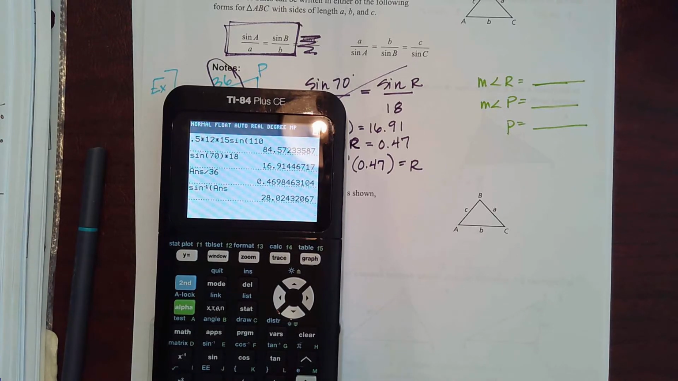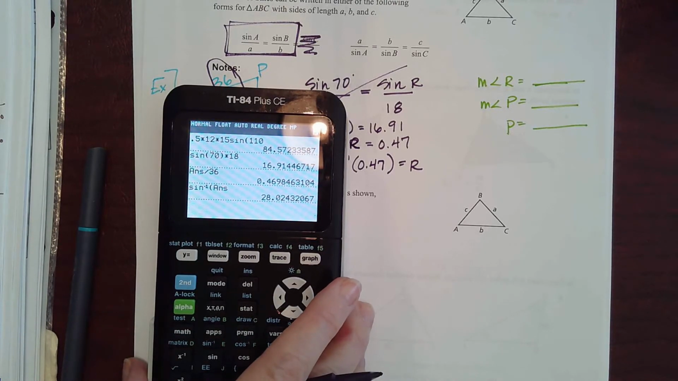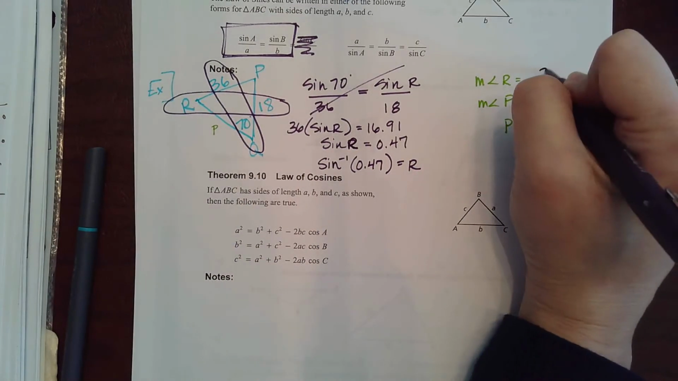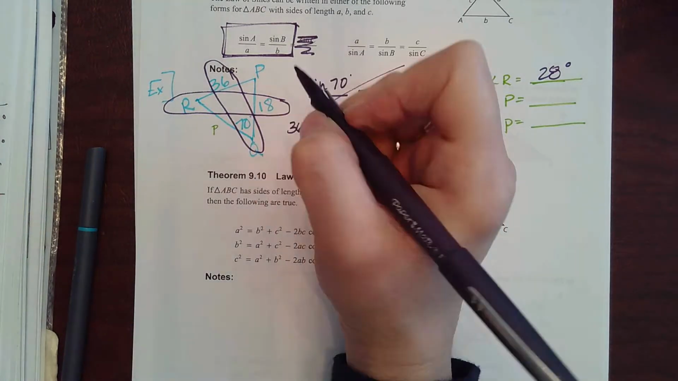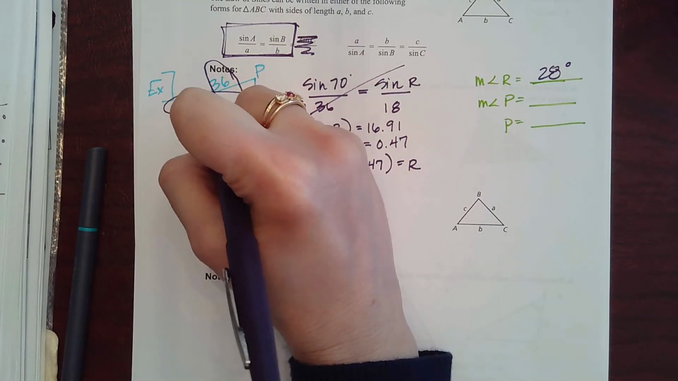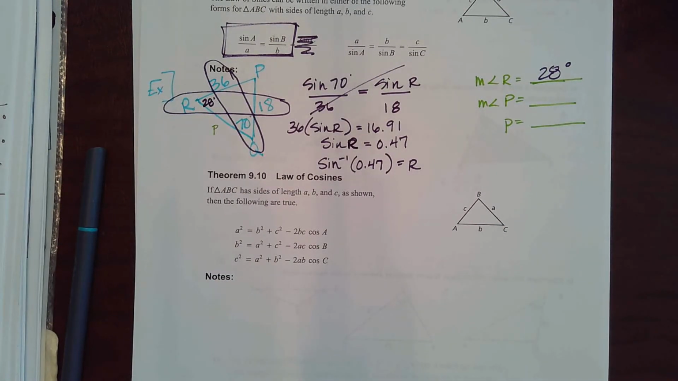All right, let's round our angle to the nearest whole number. So round it to 28 degrees. I'm going to write down here 28 degrees for angle R. I'm even going to put that in my diagram here so that I have that piece of the puzzle figured out.